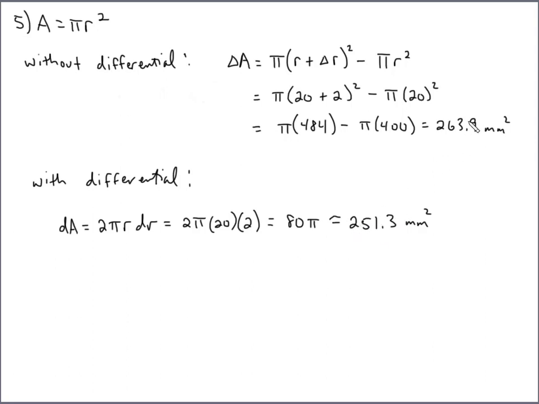So you can see the answers are not that far off. Again, this is the approximation. This is the exact change in the area. This was clearly easier, and for the most part, using the differential is a good approximation, provided that this delta value is not that big.